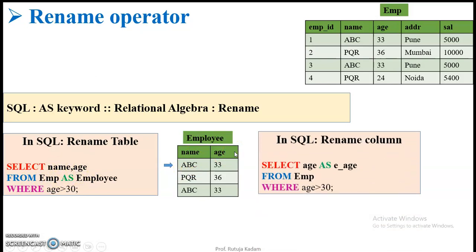Right? Now if we want to rename the columns, how do we do that in SQL? So again here instead of giving the AS keyword to the table name, we will put it on the column name. So here select age as E_age from EMP where age is greater than 30. So here we will have the column name changed to E_age. Earlier if you observe, it was only age and the condition is age is greater than 30. So it will only display the first three records which satisfy this condition with the changed or the renamed column name.